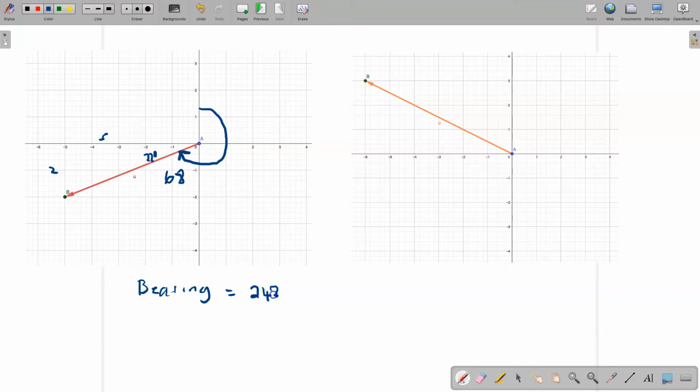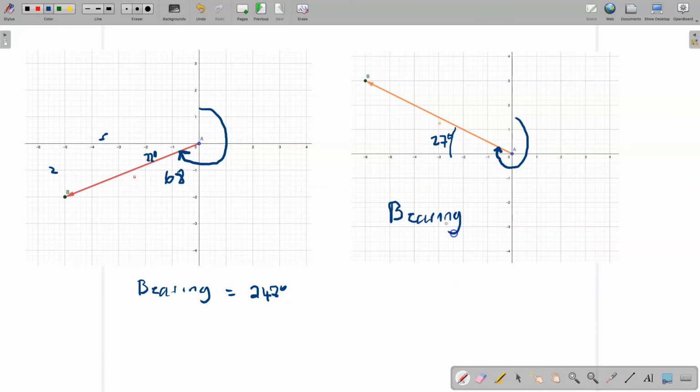And the final one, I'm going to work out this part here with the horizontal, and this one is 27. My bearing comes all the way around to here. So it's 270 up to this line plus that one, which means that the bearing is going to be 297.